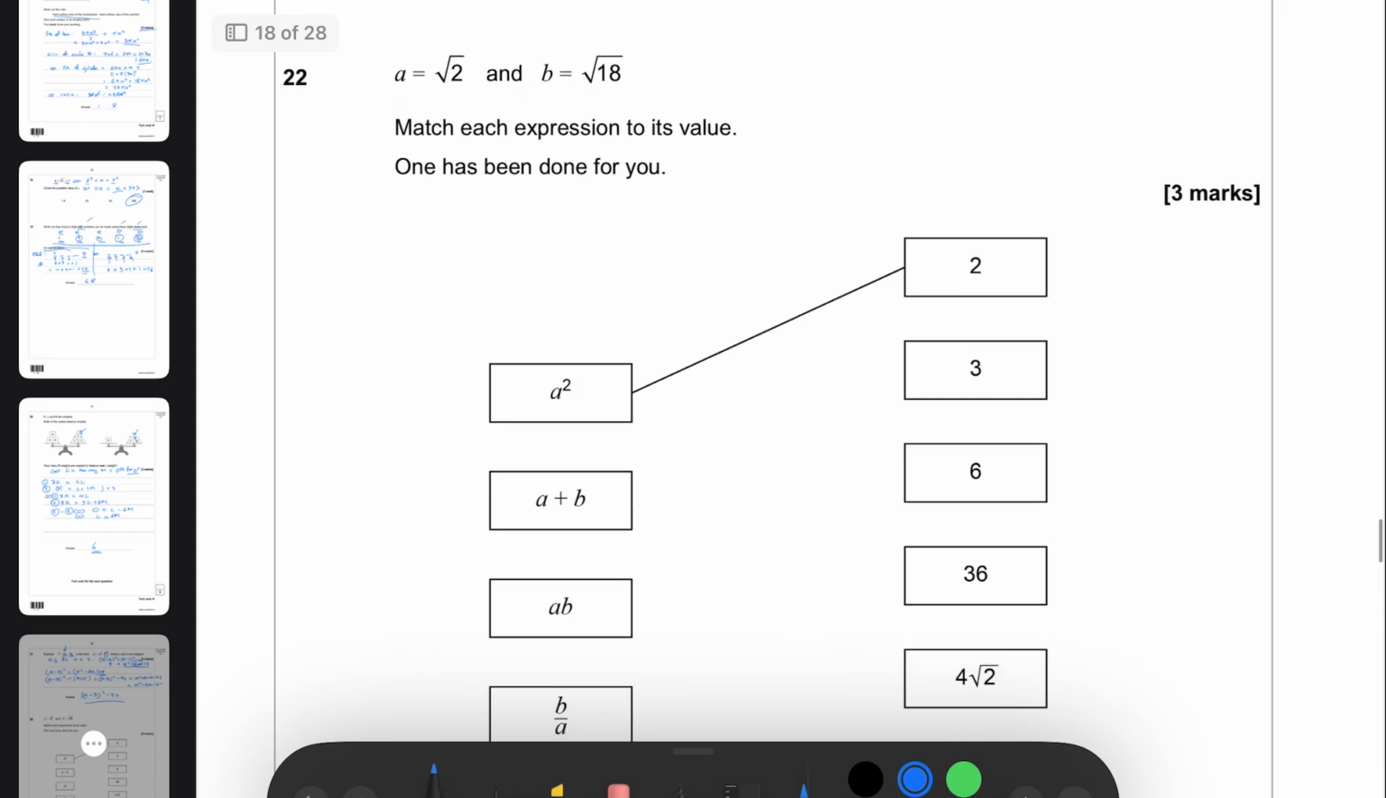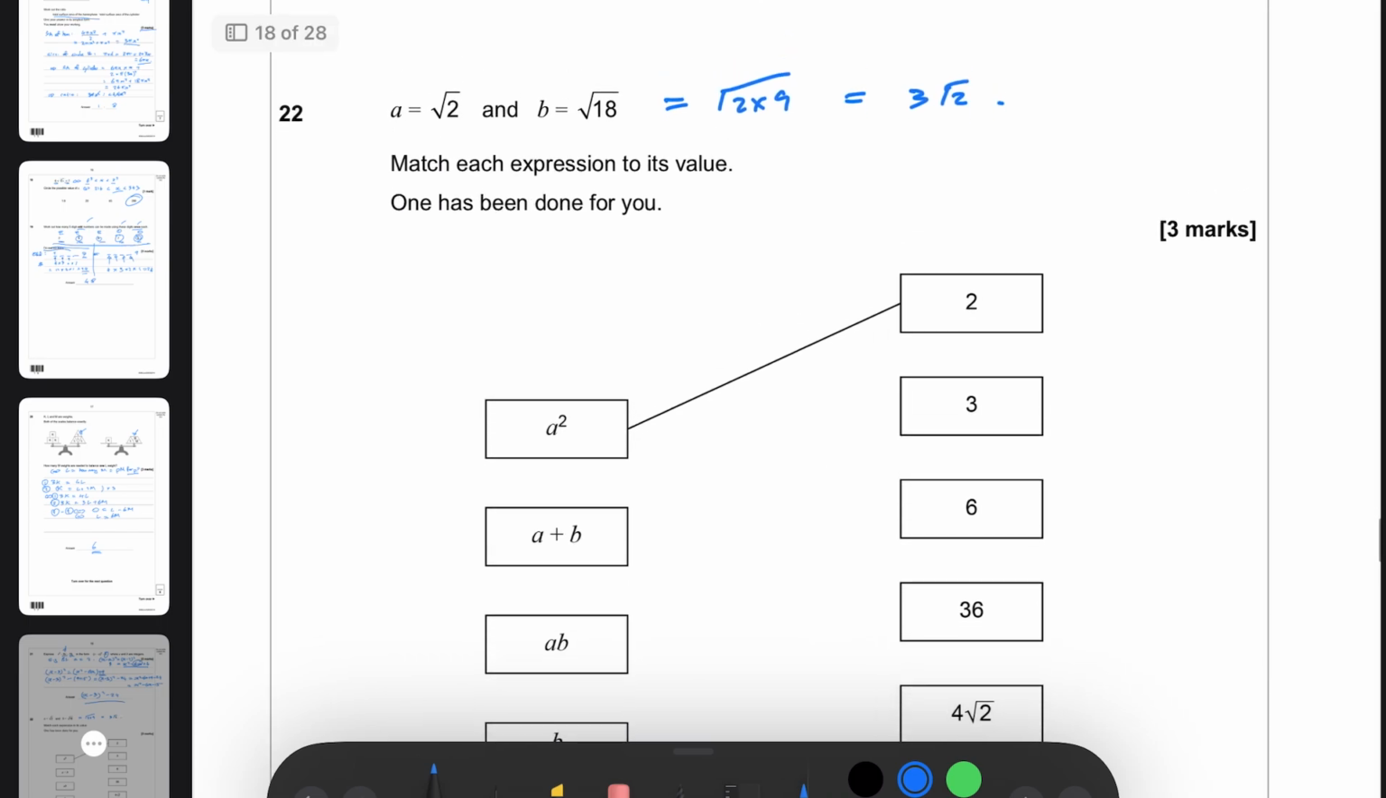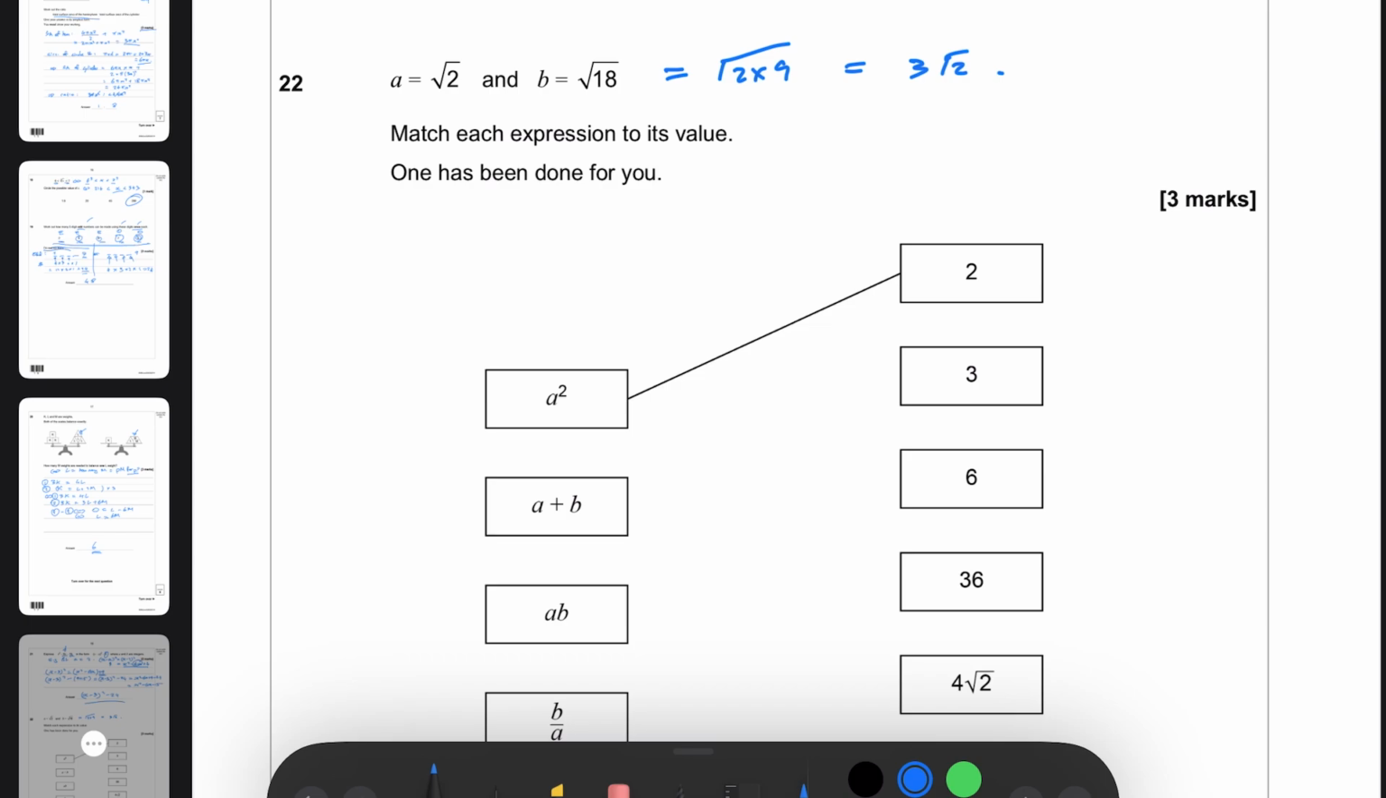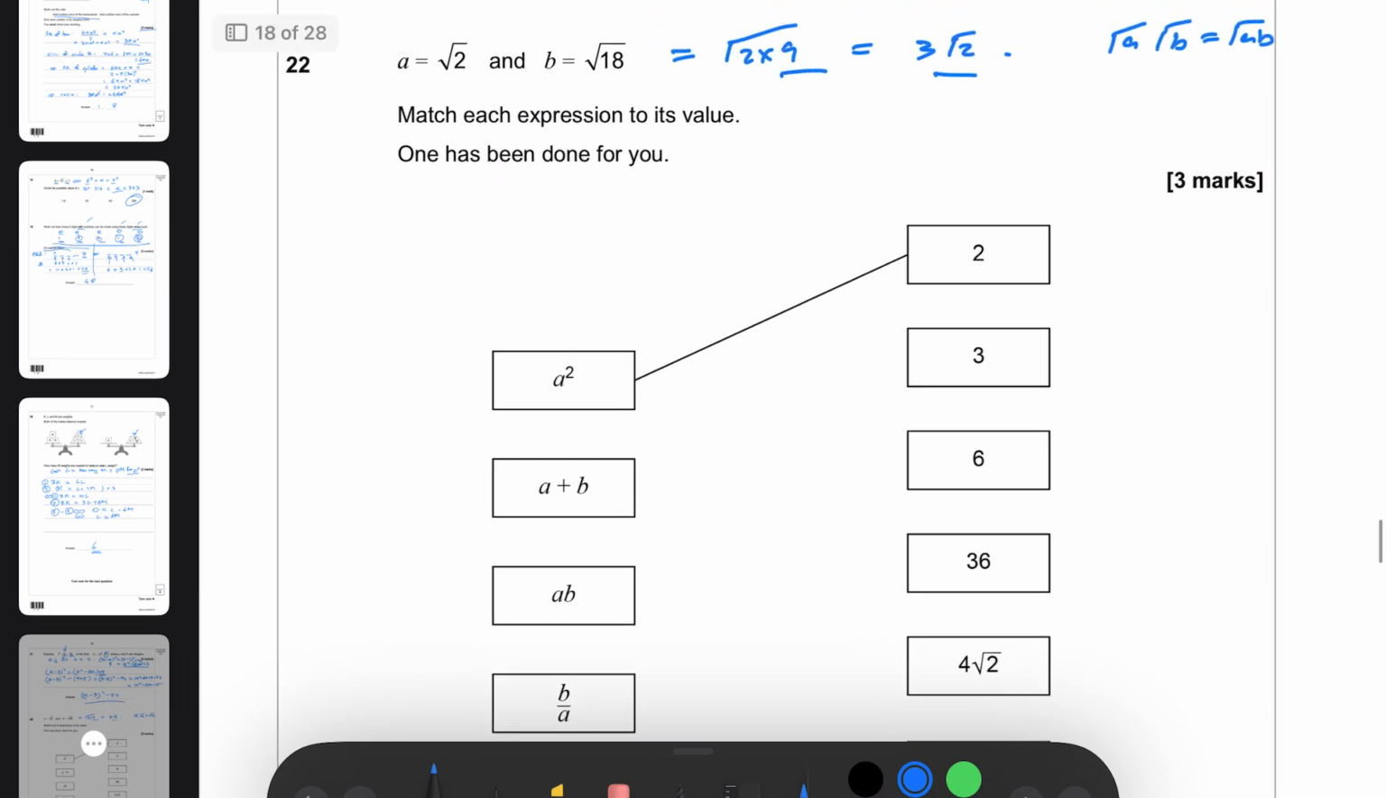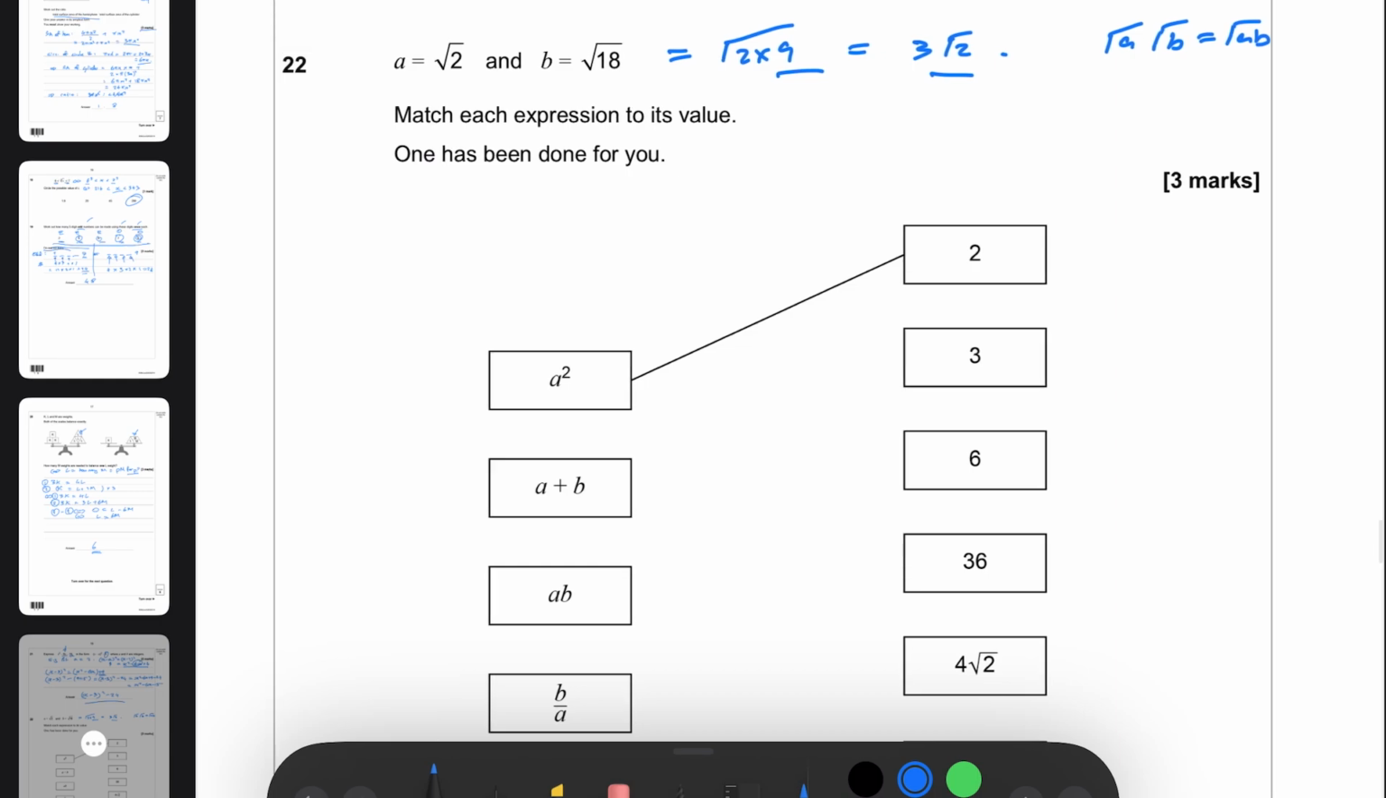A equals root 2 and b equals root 18. So a couple thirds. Right, I think we can start off by simplifying root 18, which is equal to root 2 times 9, right? 18 is 2 times 9, and we know that 9 is 3 squared, so we got 3 root 2. So this is pretty much just to see if you've revised your surds, right? So you can multiply surds together. So remember, root A times root B is equal to root AB, and then you can actually take them out like I just did here. And yeah, that's just pretty much all you can do. So root A squared, which you can see is 2. So A plus B is equal to root A plus root B.